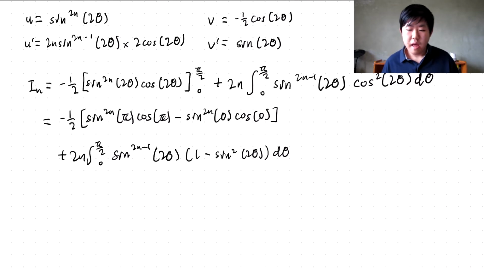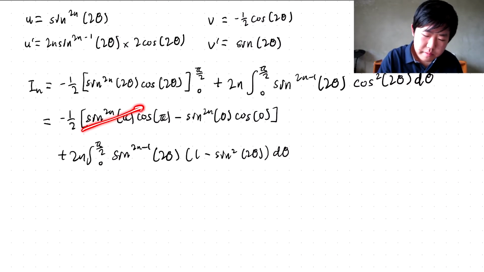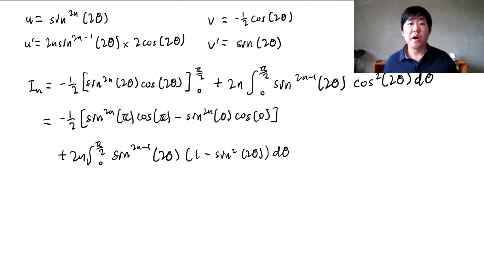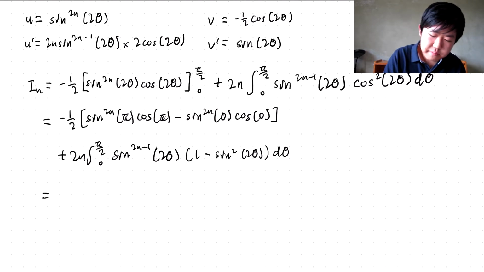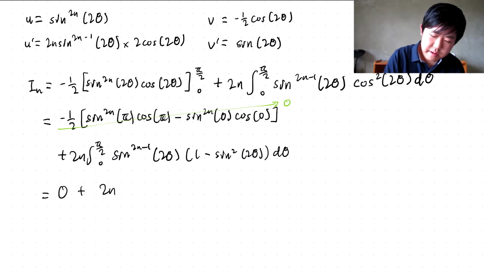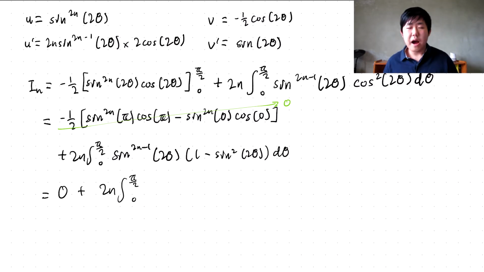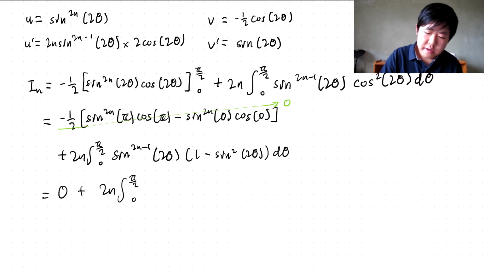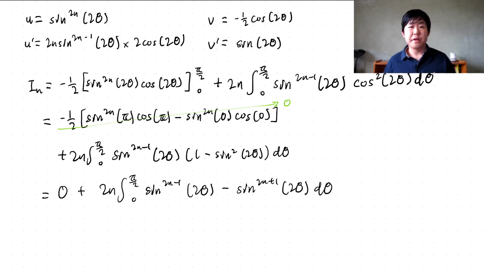Just like that. And as you notice here, sin π will become 0, and then sin 0 will also become 0. So that means this whole thing becomes 0. That'll be 0 plus 2n π/2, 0. And then I'm going to split the second bracket, 1 minus sin squared θ, into 2 separate values. So sin^(2n-1)(2θ) minus sin^(2n+1)(2θ) dθ.